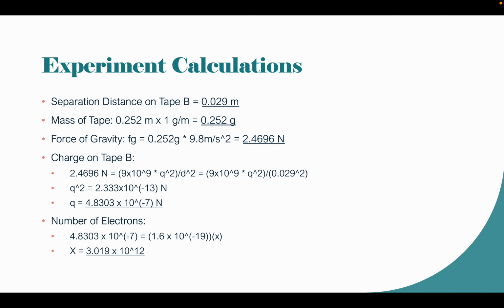Now, using the force of gravity, I was able to find the charge on tape B by solving for Q, which computed to 4.8303 times 10 to the negative 7 newtons. From there, I was able to find the number of electrons by dividing this Q by the charge of an electron. This came out to be 3.019 times 10 to the 12th electrons.